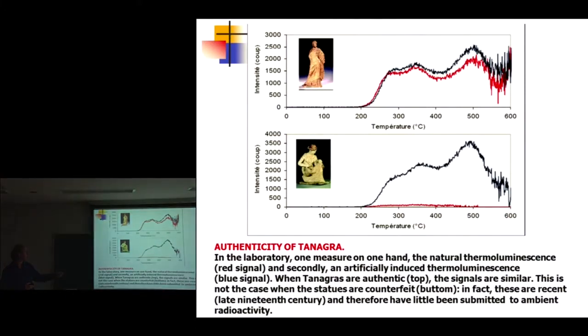And you see that the Tanagra and the natural irradiation are very different. So it's impossible to have something made with raw material which is not coming from the old age, of course. That means it's a false one. So this one is from the late 19th century, and therefore has been only a little bit submitted to the ambient radioactivity. So this is a Tanagra response by thermoluminescence, and this is a natural thermoluminescence here, in this case.